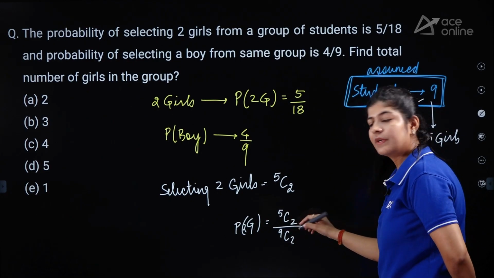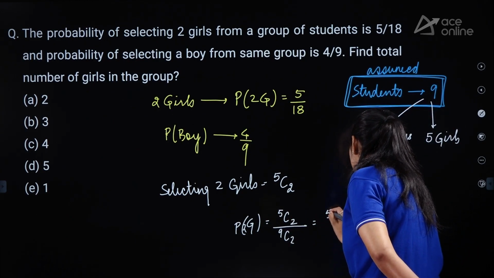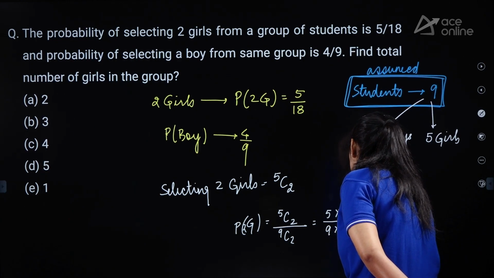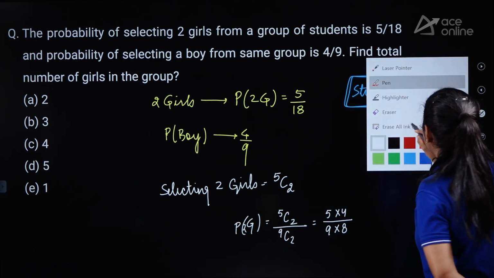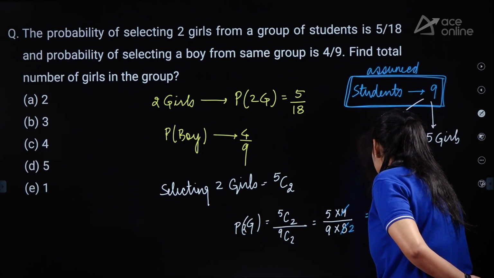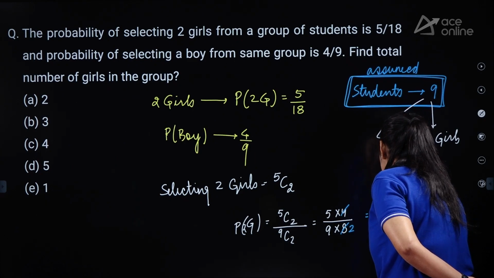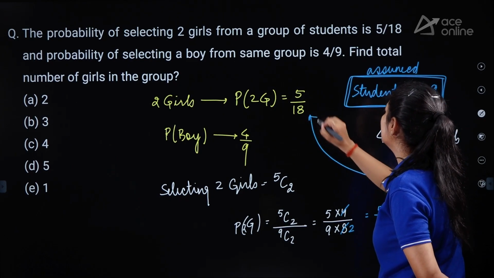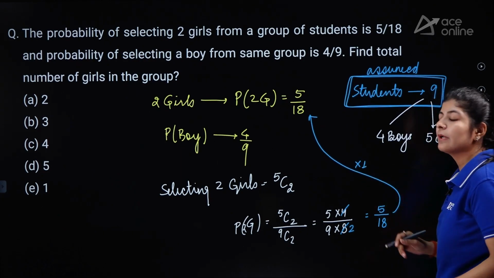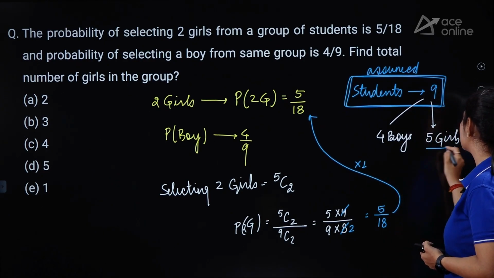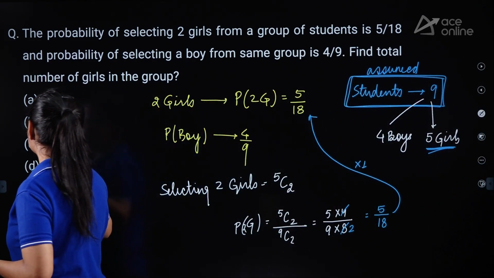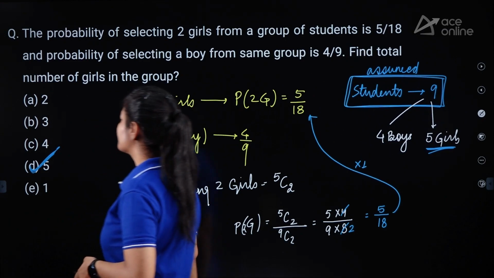All we need to do is solve this. So this is nothing but 5 into 4 divided by 9 into 8, right? And when I solve this, here we will get 5 by 18. So again, I am getting the same answer which is given in the data. So here we can say that it is the multiple of 1 only. So the number of girls that we are having in the class is 5. The number of girls in a class is equal to 5.